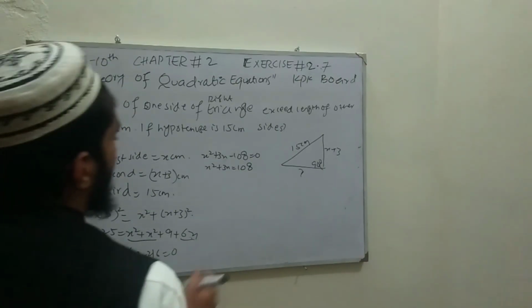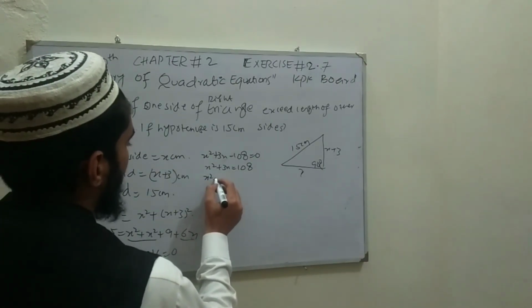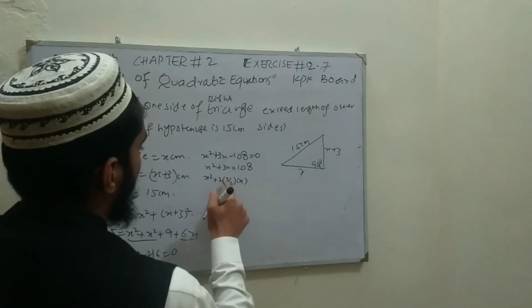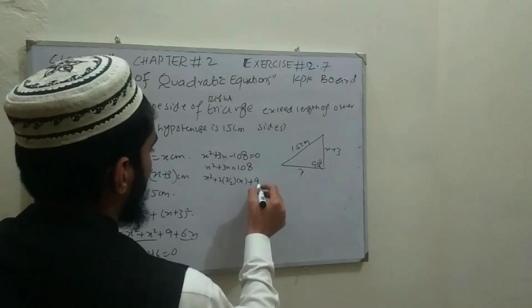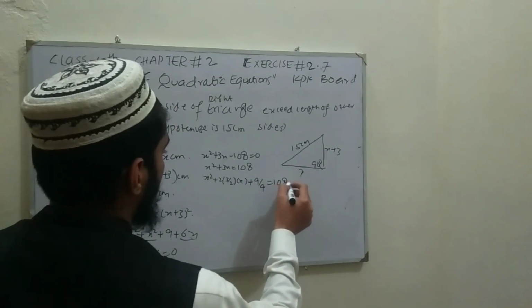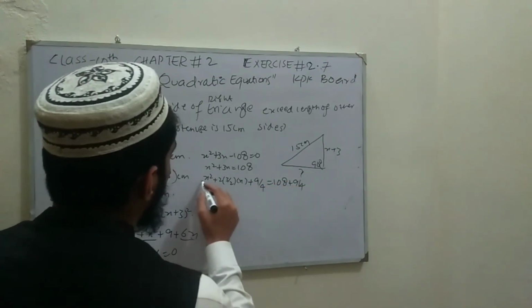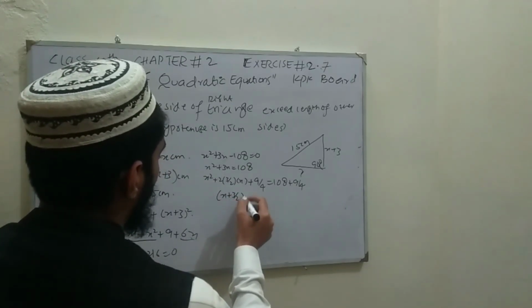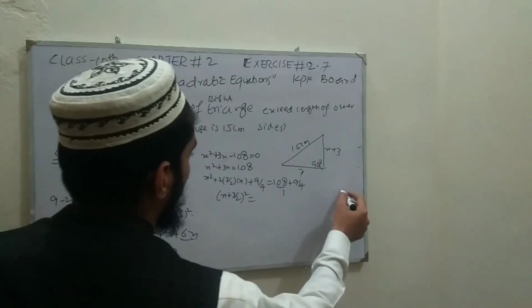Now making the perfect square formula here. So x square plus 2 times 3 over 2x. So taking the square of 3 over 2 to both sides. So 3 square gives us 9 over 4 is equal to 108 plus 9 over 4. It becomes a square plus 2ab plus b square, so a plus b whole square. Taking LCM here, 4.